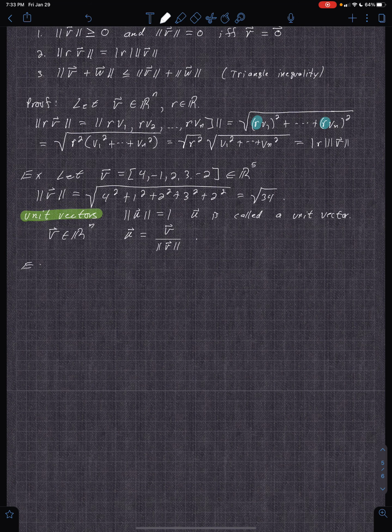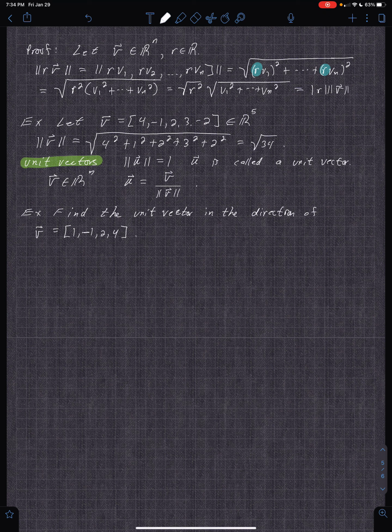So let's look at an example. Find the unit vector in the direction of v equal to (1, -1, 2, 4). You can see in my examples I'm trying to use something other than R2 and R3, because that's what we did in Calc 3. We used either R2 or R3. Now I want to extend things to higher dimensions to get used to looking at it like that.